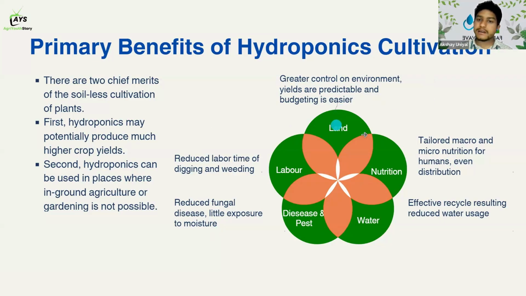So land is taken care of in hydroponics because we need a small amount of land, and we have more control over that piece of land and the environment inside it. Then as far as labor is concerned, there is reduced labor time for digging and weeding. Digging and weeding is one of the mammoth tasks that any farm has.